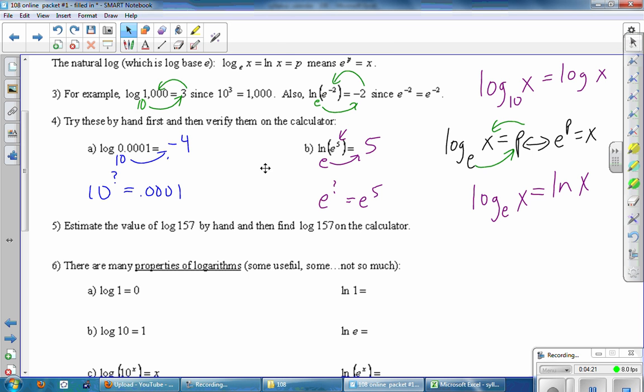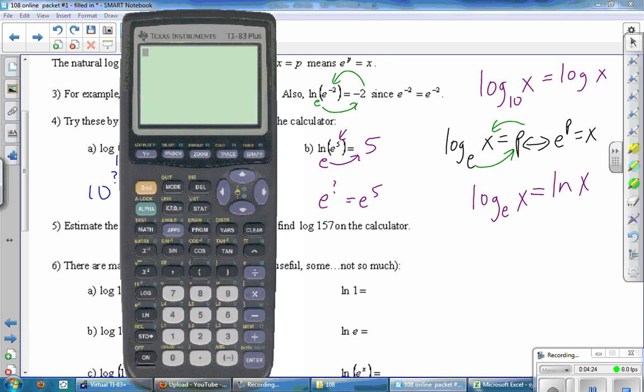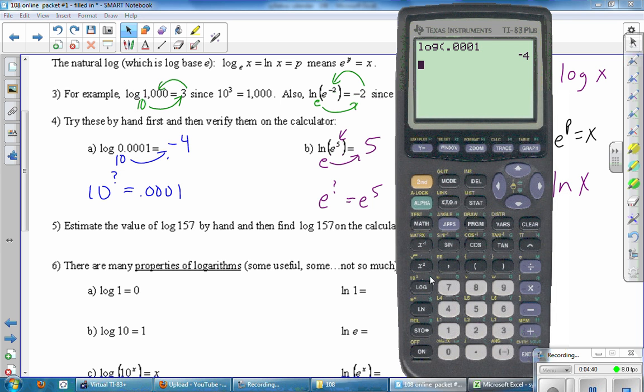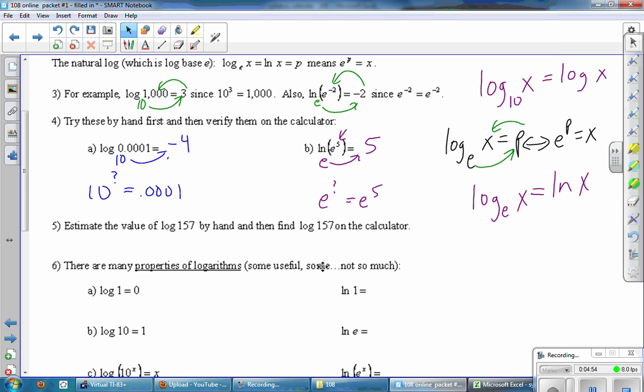So the calculator knows both of these things. So let's make sure we know how to type them in. So the first one is log of 0.0001. So you have two log buttons there. Log is the common log, that's this button, and then the natural log is this button. Log of 0.0001, and we get negative 4. And then if we do ln of second e to the x, and then 5, we should get the 5 that we wrote down up above.